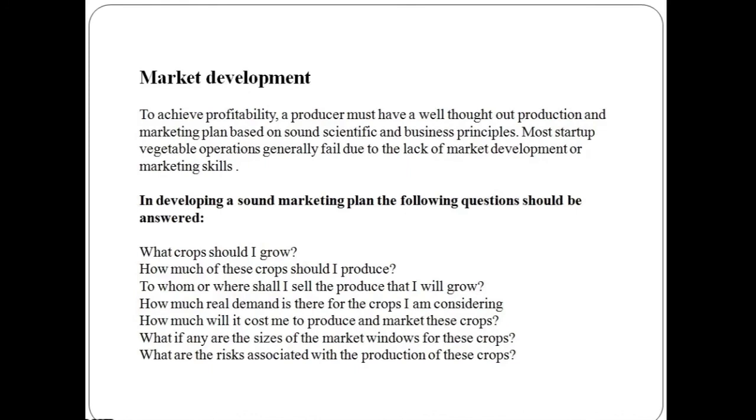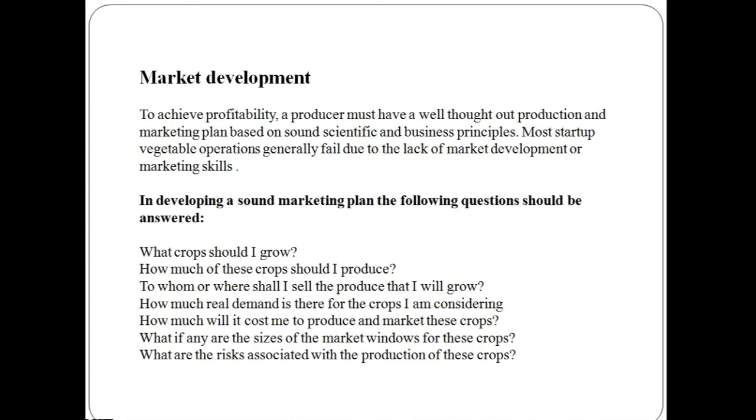Now let us see the development of market. Because most vegetable crops are highly perishable, the need to develop markets for produce should be established prior to planting the crops. This is even more important for organically produced vegetables due to their limited market status. For whatever reason one chooses to commercially produce vegetables organically, profitability is the driving force that keeps him in business. To achieve profitability, a producer must have a well thought out production and marketing plan based on sound scientific and business principles. Most startup vegetable operations generally fail due to the lack of market development and marketing skills.